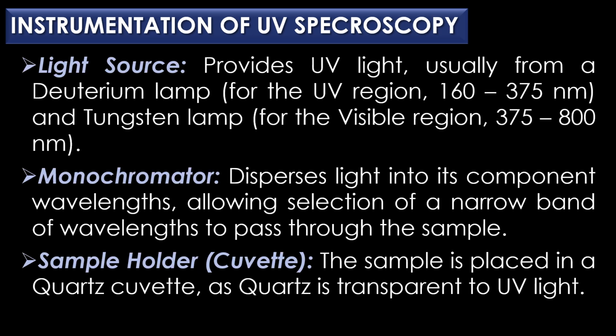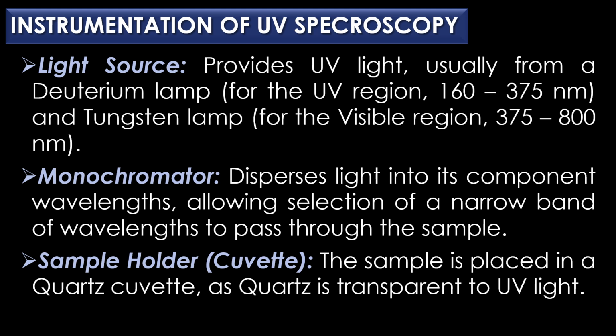Light source. The light source provides UV light, usually from a deuterium lamp, and for the UV region the range is 160 nanometers to 370 nanometers, and sometimes a tungsten lamp for the visible region, with wavelength ranging from 375 nanometers to 800 nanometers. Second, monochromator. The monochromator disperses light into its component wavelengths and allows selection of a narrow band of wavelengths to pass through the sample.